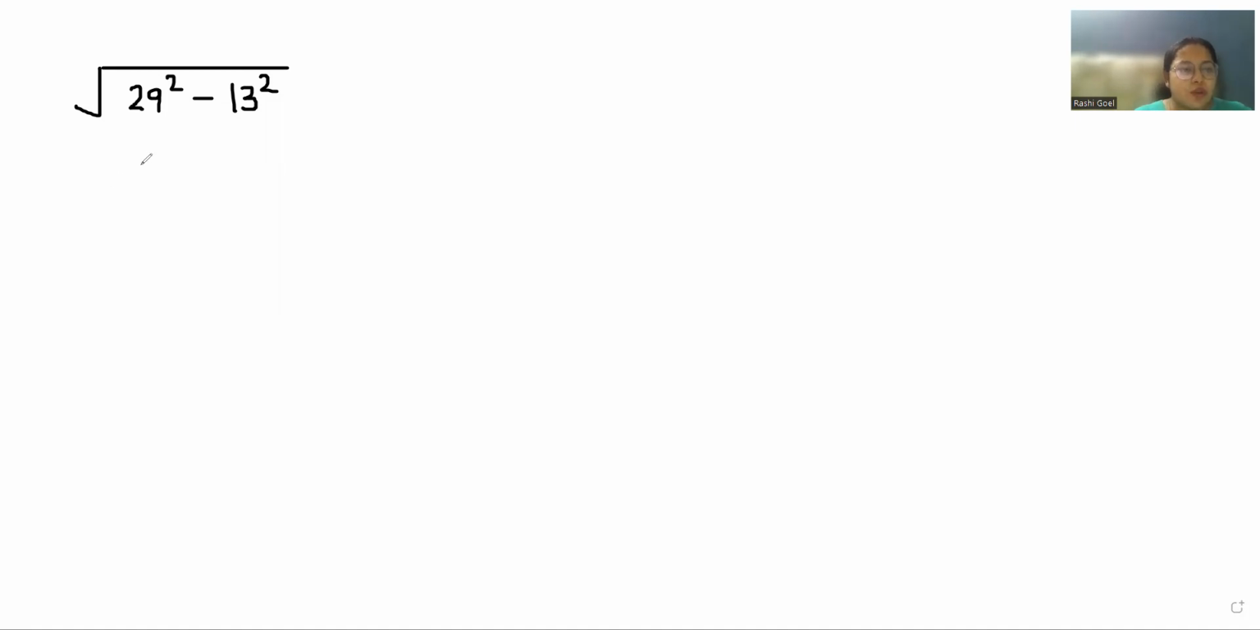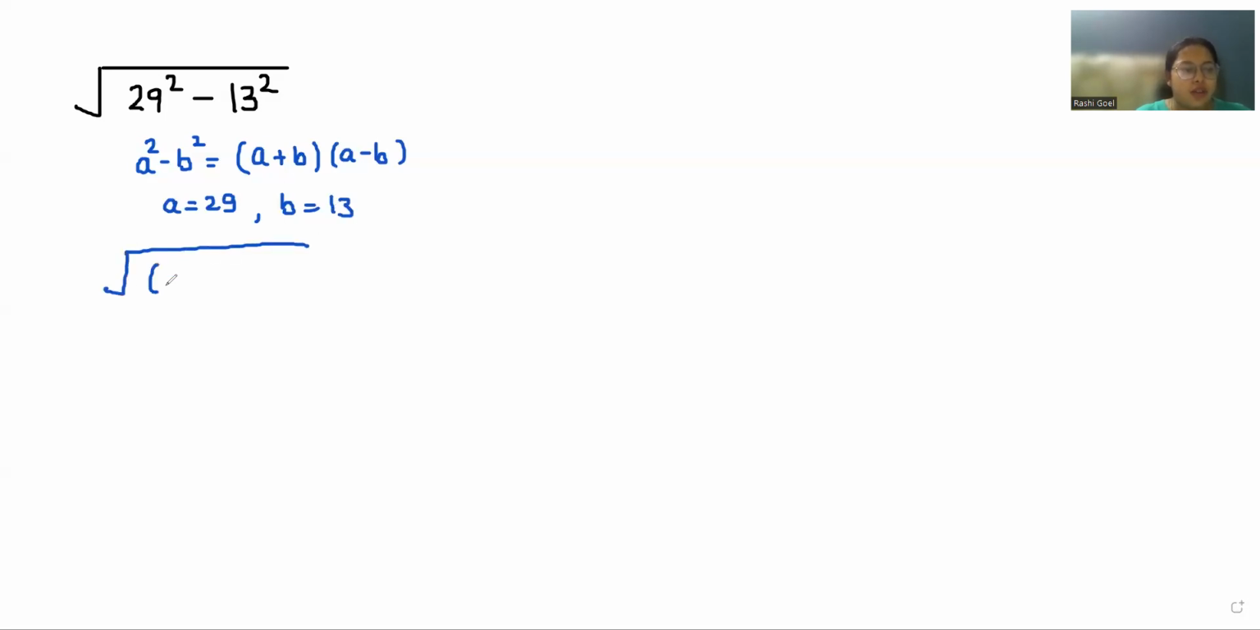Here I am going to use a very famous identity, that is a squared minus b squared equals a plus b times a minus b, where a is 29 and b is 13. So let's put the values. Under the square root, 29 plus 13 times 29 minus 13.